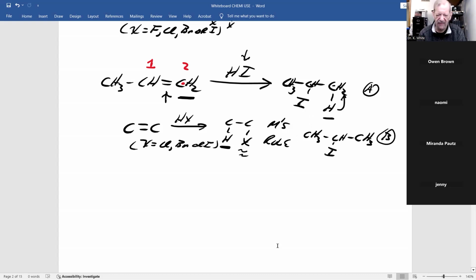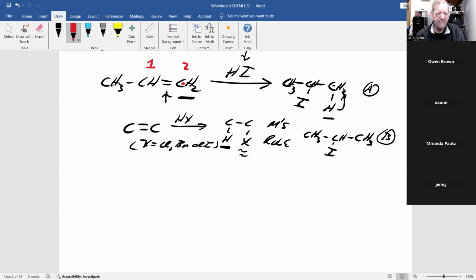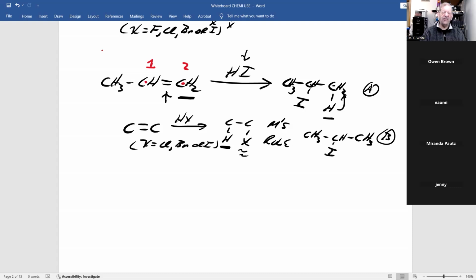And that's Markovnikov's rule. The hydrogen goes to the carbon with the most hydrogens in the double bond, in this case the N1, and the halogen goes to the other carbon in the double bond. This one. And that's how you do Markovnikov's rule.